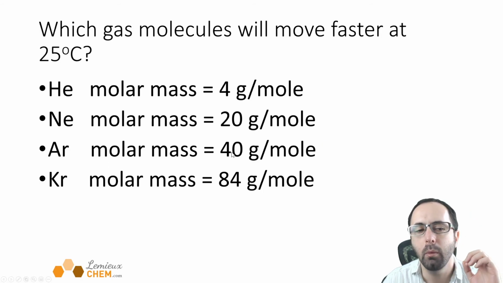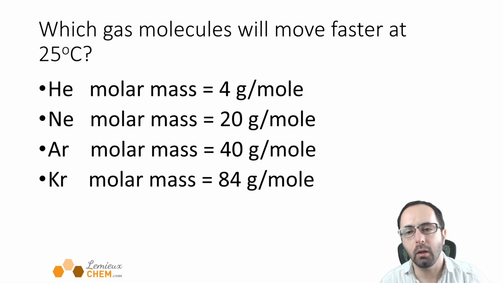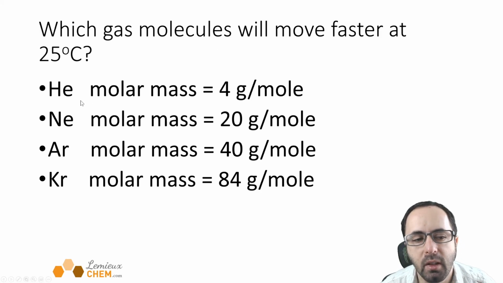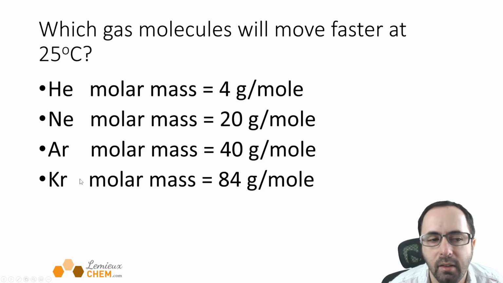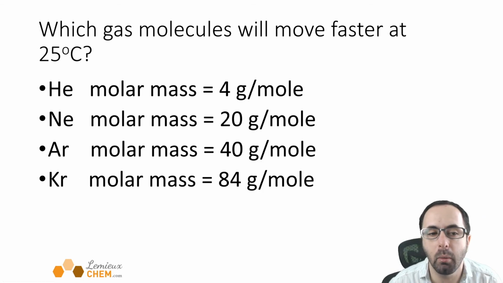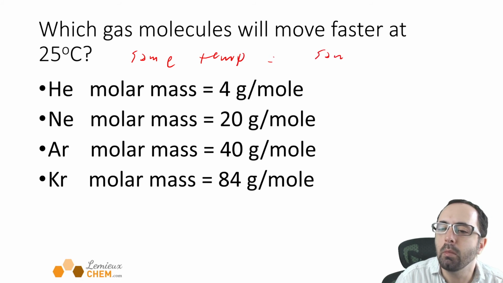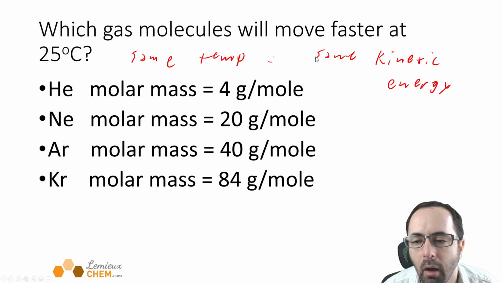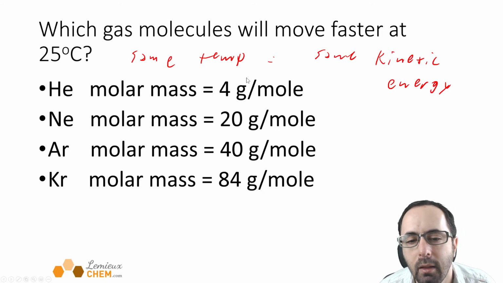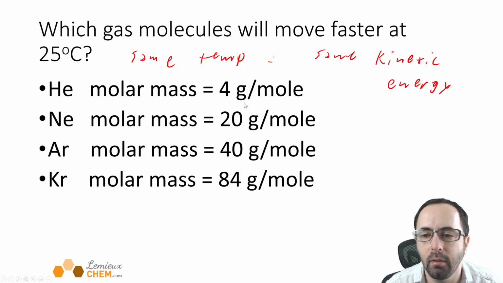So the way we can evaluate the relative speeds of molecules is to ask: which of these gas molecules, helium, neon, argon, or krypton, will move the fastest at the same temperature? They're all at the same temperature, so that means they have the same kinetic energy. But that means that small molecules, or light molecules rather, like helium, will be moving faster than the heavier ones.